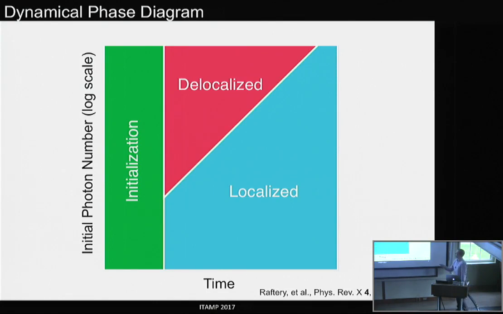If we have a large number of photons, then they're going to swamp out the nonlinearity of the system, and so photons are going to slosh back and forth between the two cavities and slowly leak out of the system. But of course, as the number of photons in the system decreases as they leak out, the interactions are effectively getting larger, and at some point we cross back over this threshold, and the photons will then lock in place in one of the two cavities.